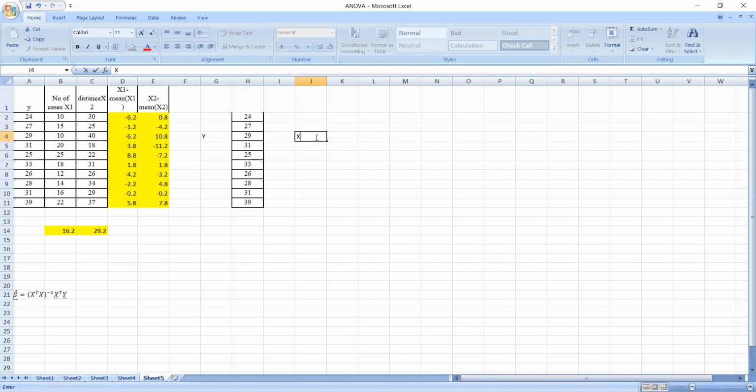Okay, so in matrix X, I told you we have n number of rows and k plus 1 number of columns. So in that case, n is 10. That is, we have 10 number of rows. In this case, k means the number of x variables, the number of independent variables you have. So here we have 2 independent variables.